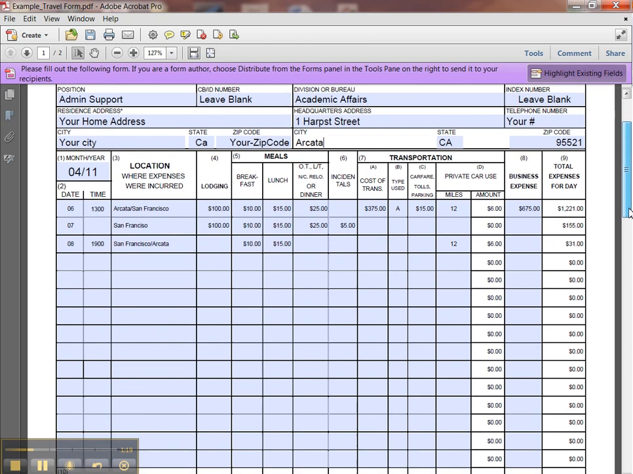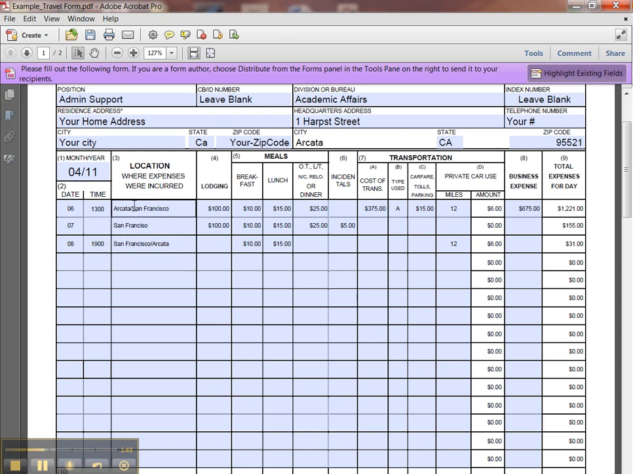The next step is to scroll down. For this example, I am traveling in the month of April. The month is 0411. It will only accept it in this format, so month and year. After that, you would go down and put in the dates you were out. So I left on the 6th at 1300 hours. Note that the best way is to put it in military time. And I return on the 8th at 7 p.m., which is 1900 hours.